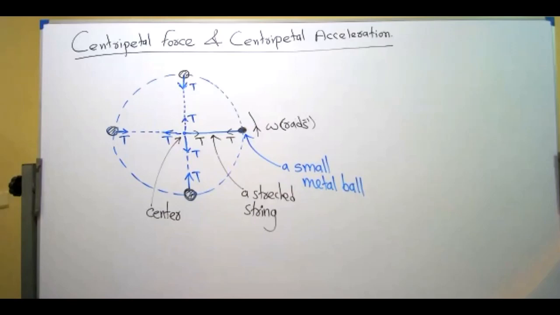Therefore, that tension force is acting as the centripetal force for the particle to be moved along the circular path. Right.